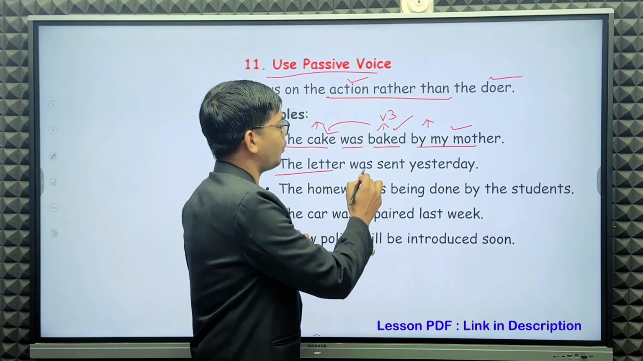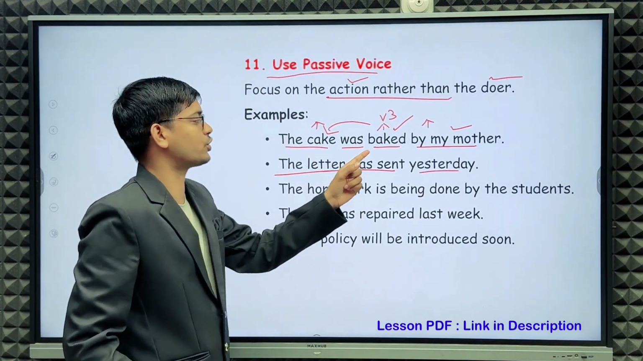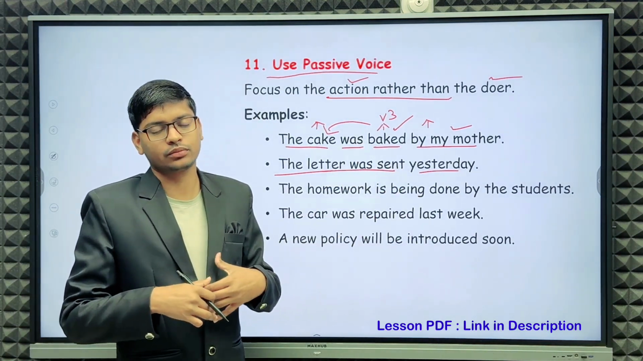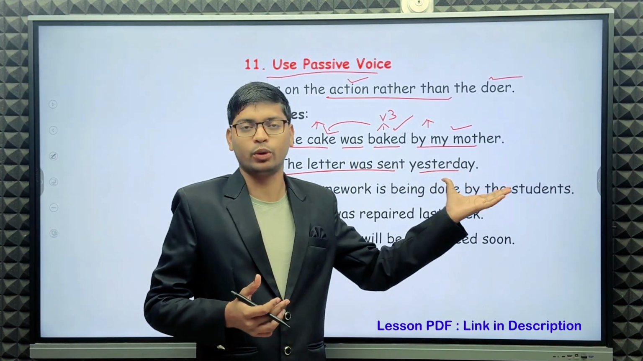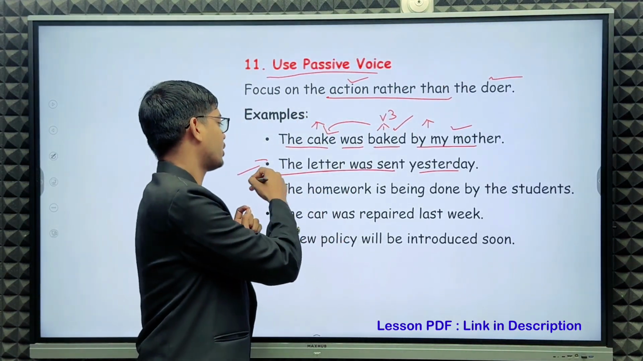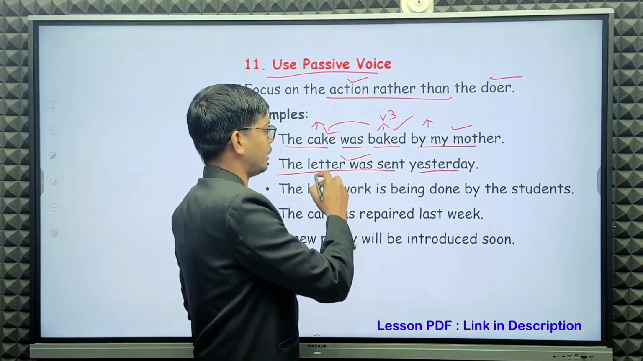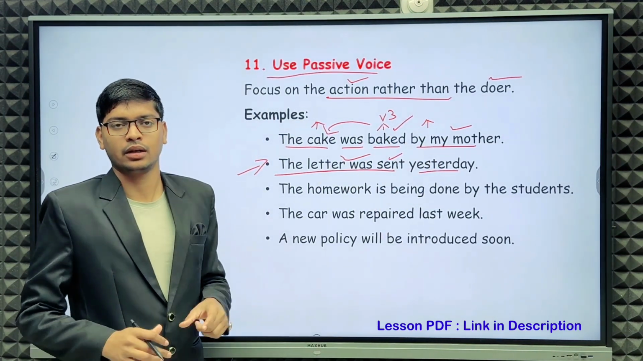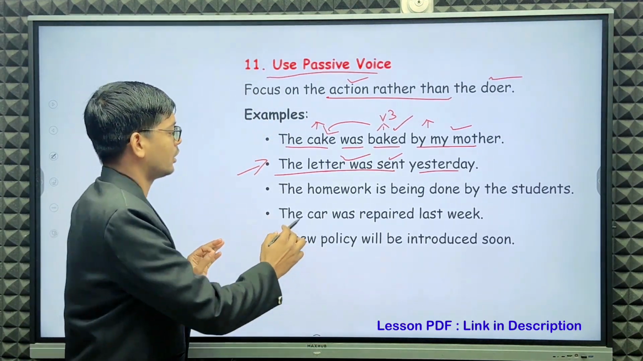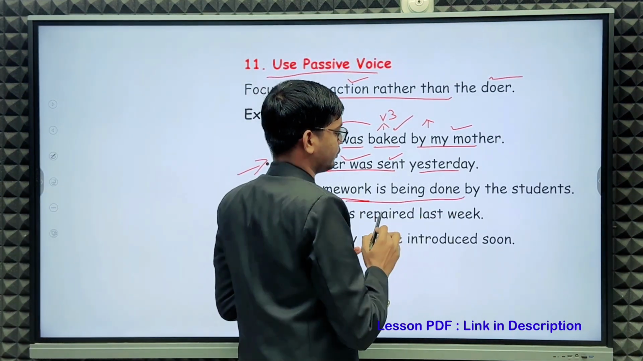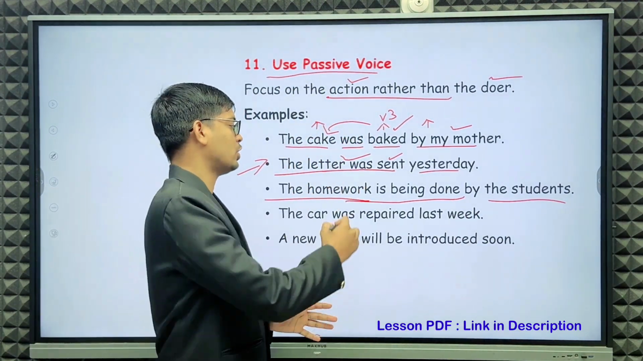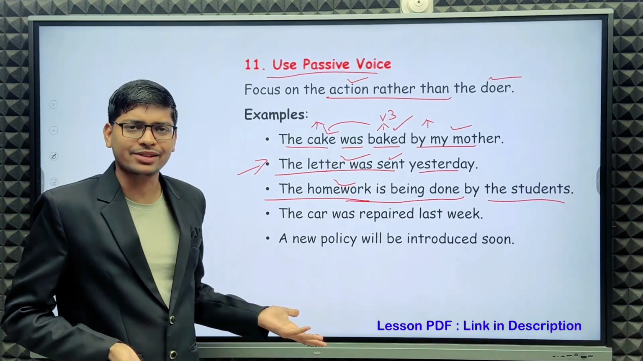The letter was sent. In this sentence there is no doer, because the focus is on the action rather than the doer. The main focus is on the action, the letter is sent. Next, the homework is being done by the students. Here the main focus is on the action, not the doer.